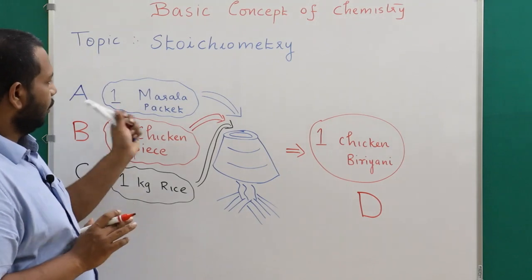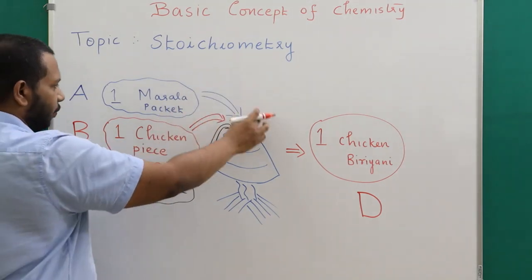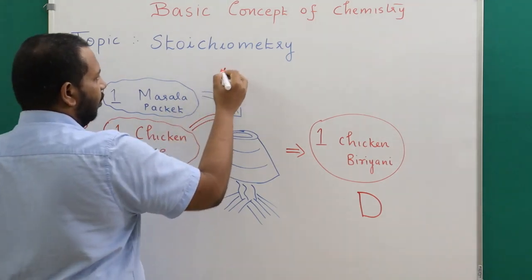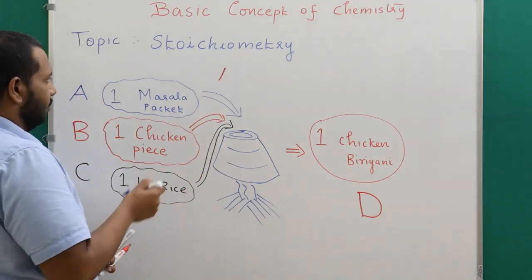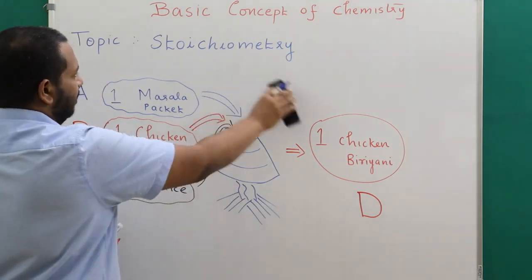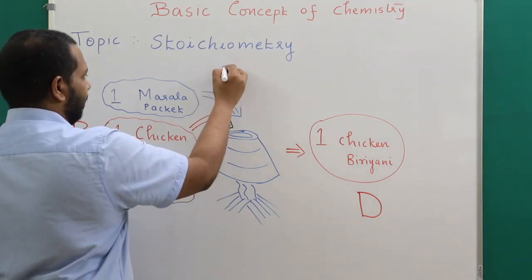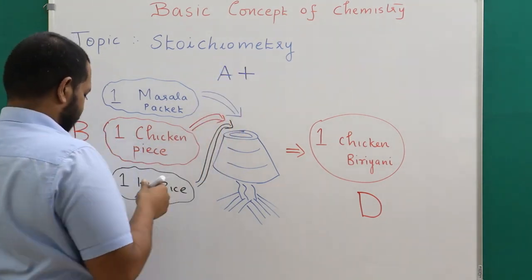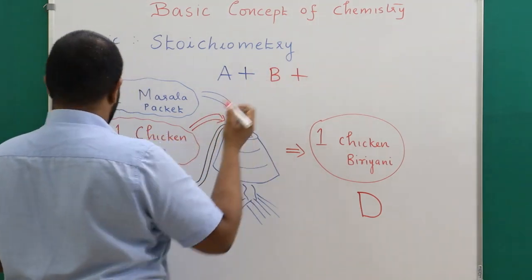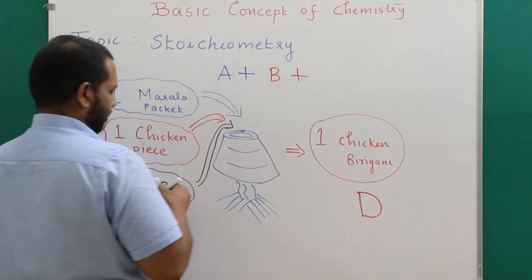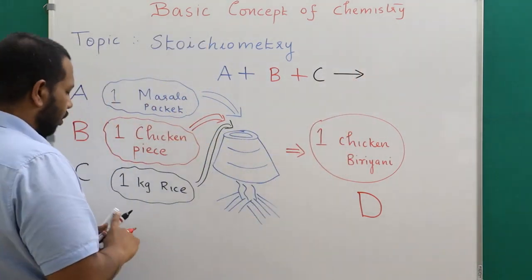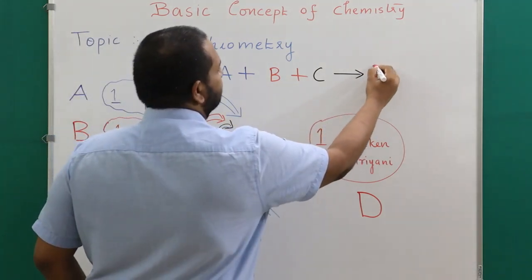Now think about masala packet went inside, chicken piece went inside, 1 kg went inside. So I can add all these things. I will write it in colors also for your understanding. So A combined with B combined with C to give you what? D.